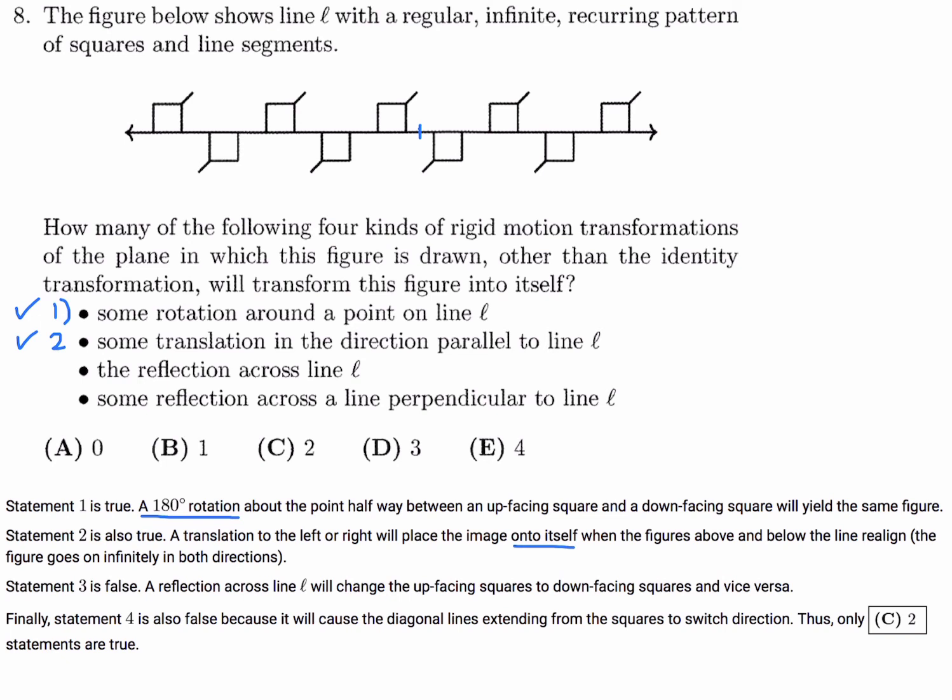Statement 3, the reflection across line L. What they're saying is that you're treating the line as a mirror. Well, when that happens, this comes up here, and this comes up there. And although it may seem similar, it's actually not, because the up-facing squares become down-facing squares and vice versa. So it's not identical. Okay, so that means that one is wrong.